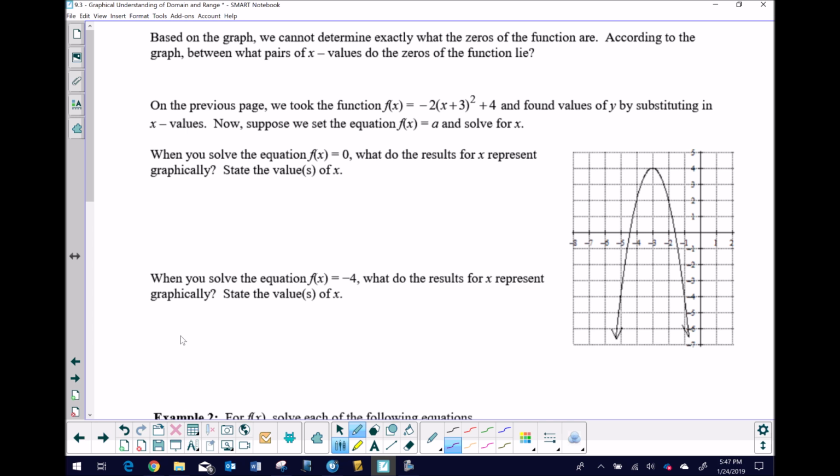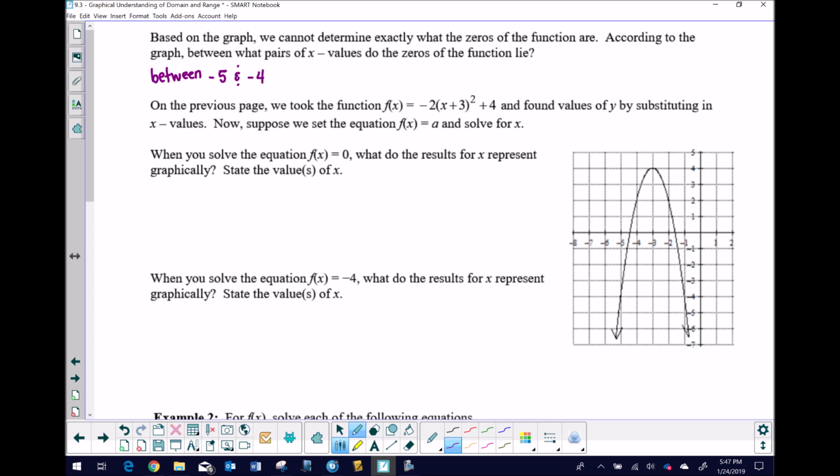And it says, based on that graph, we cannot determine exactly what the zeros of the function are. Okay, I've got that graph sort of recreated here on this page for you. According to the graph, between what pairs of x values do the zeros of the function lie? Well, it doesn't matter which order you write these in, but I see that one of the zeros lies somewhere between negative 5 and negative 4.